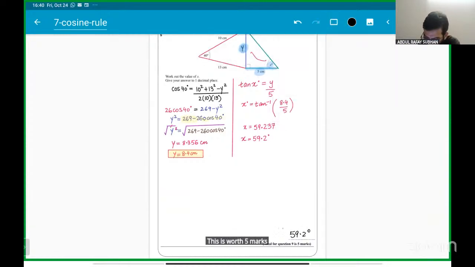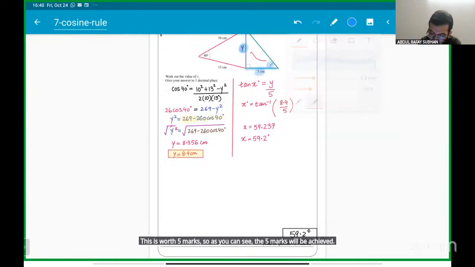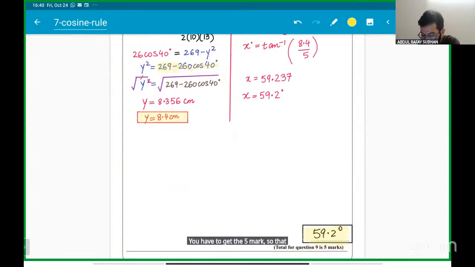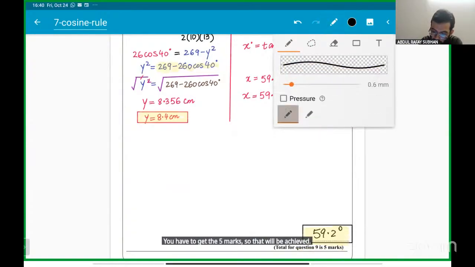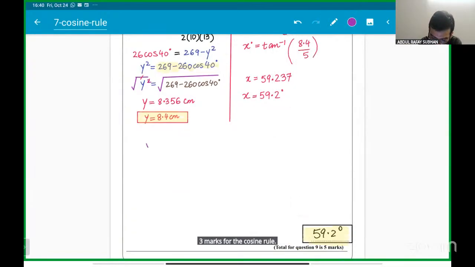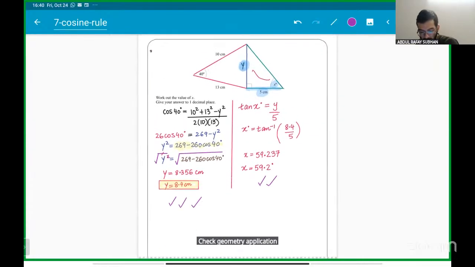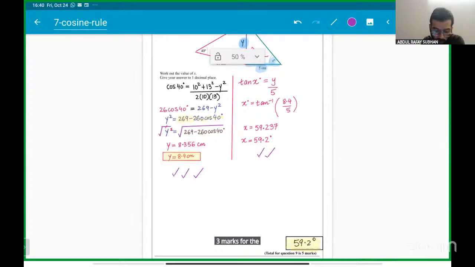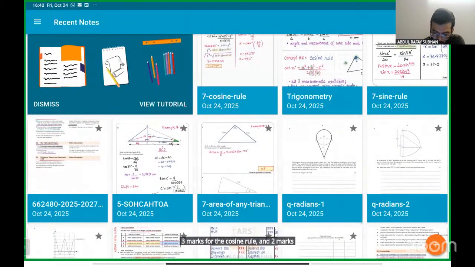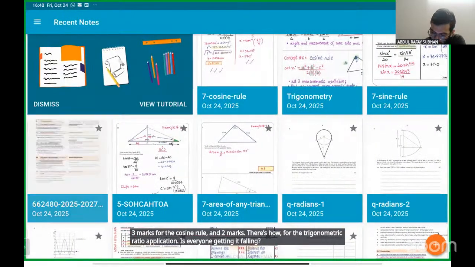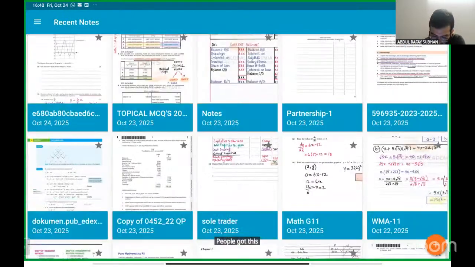So as you can see, the 5 marks will be achieved using the objective. 3 marks for the cosine rule application, whether you have applied the cosine rule correctly, and 2 marks for the trigonometry application. Is everyone getting it? 3 marks for the cosine rule and 2 marks for the trigonometric ratio application. Is everyone following? People got this clear, students? Understood?